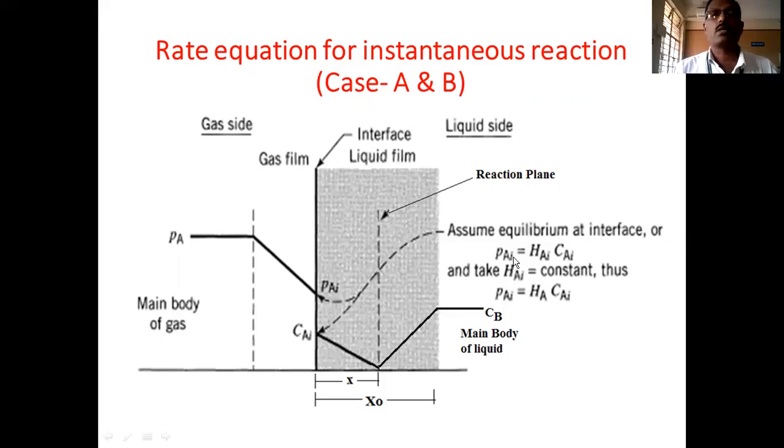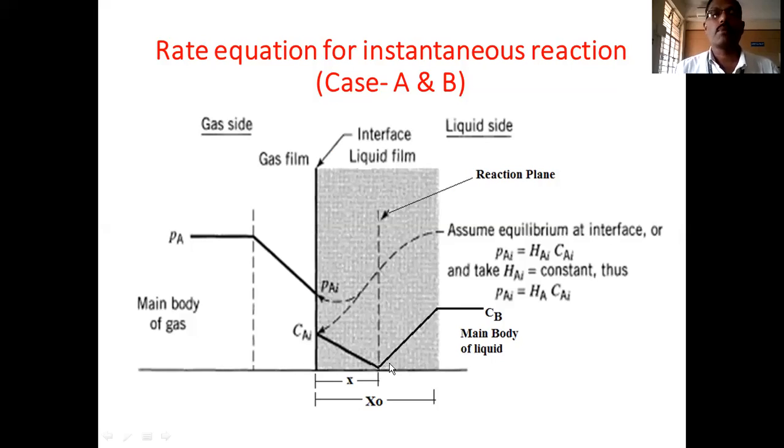Now this is the reaction plane. In an instantaneous reaction, the reaction occurs at the reaction plane. CAI is the concentration of A at the interface in the liquid film. A diffuses through the liquid film towards the reaction plane. X is the diffusion path of A in an instantaneous reaction, and the total thickness of the liquid film is X0. The concentration of A at the reaction plane is 0.